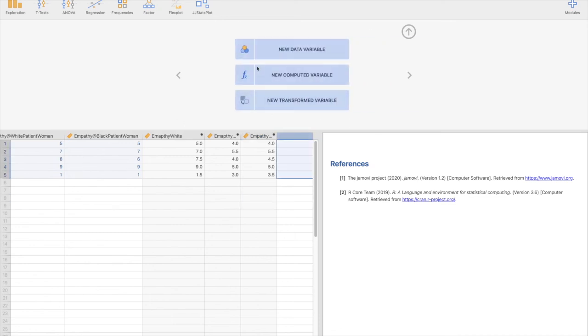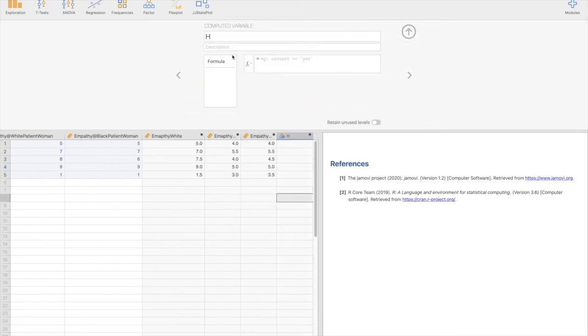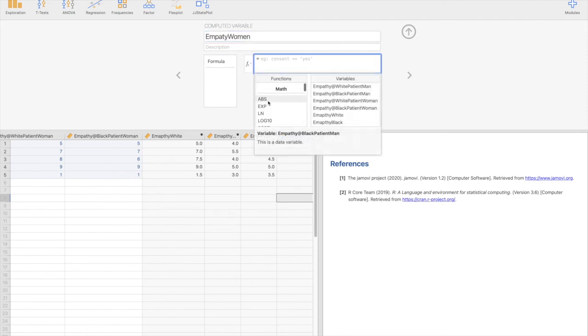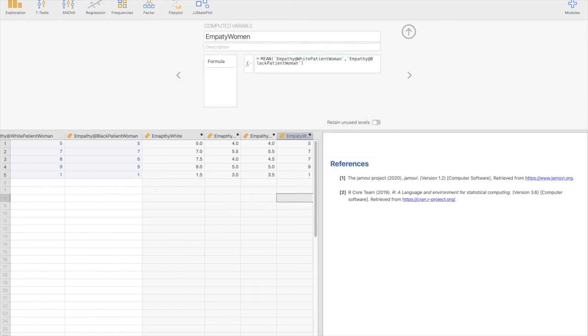I'm doing the same thing for empathy women. I'm going to click my function, scroll down to mean, double click. Empathy white woman, comma, empathy black woman. Make sure that I end it with a parenthesis. Hit enter, and it gives me all of my scores here.